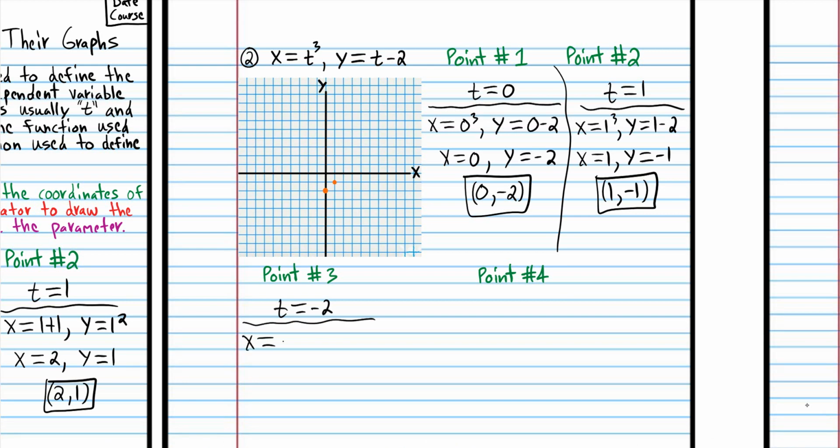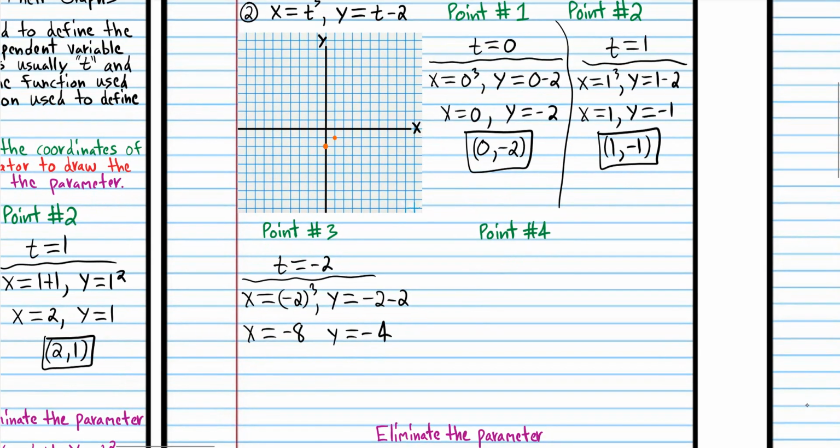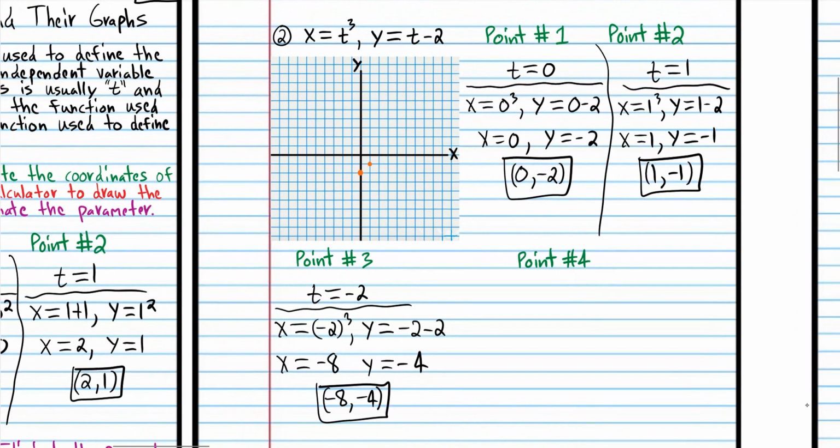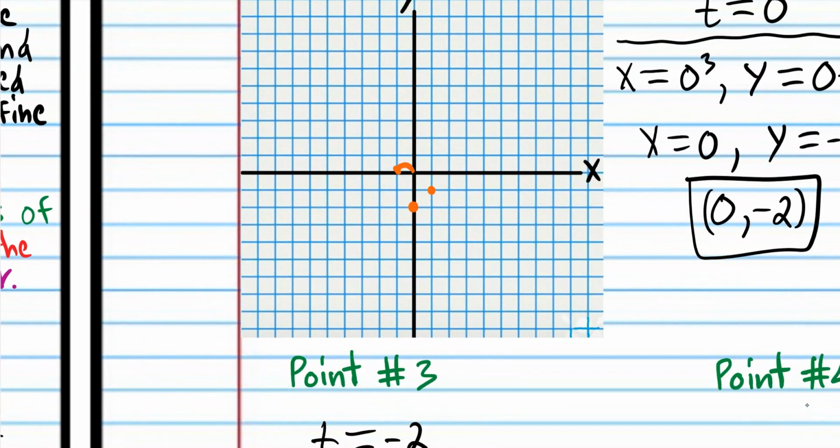So x is equal to (-2) cubed. Be sure to use parentheses. If you don't use parentheses for that notation, then you're going to get the wrong answer. Okay, so if we choose -2, we get -8 and -4. So let's plot that.